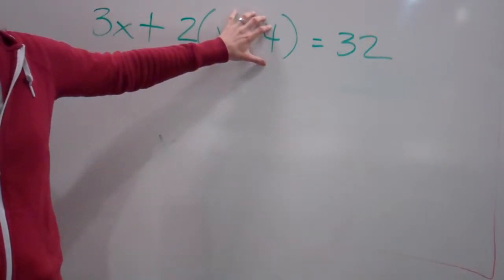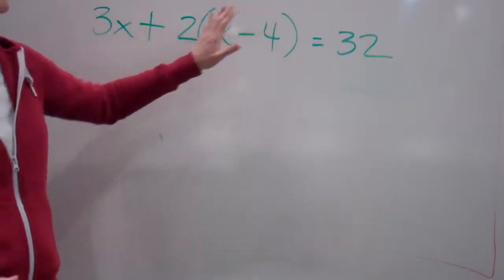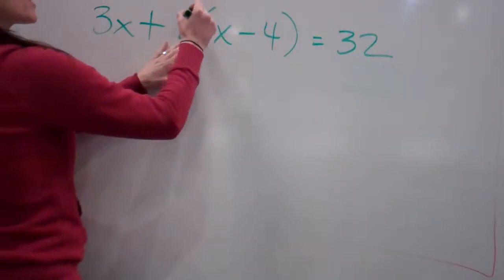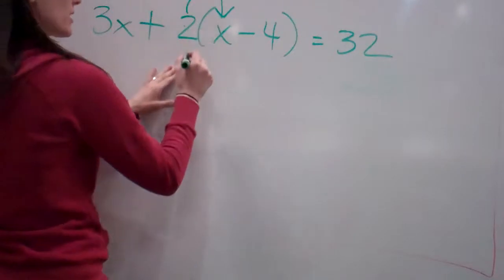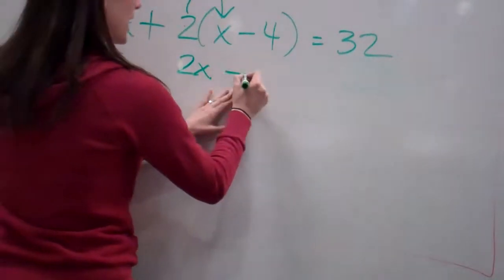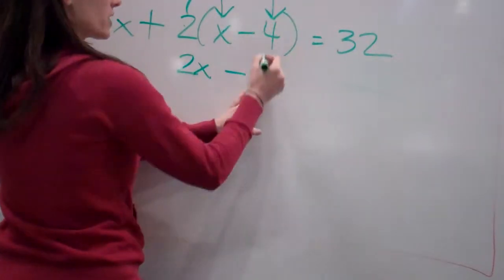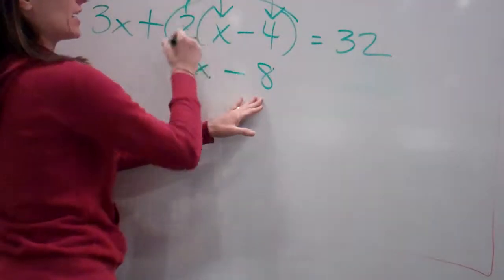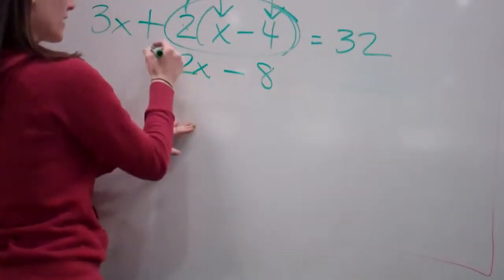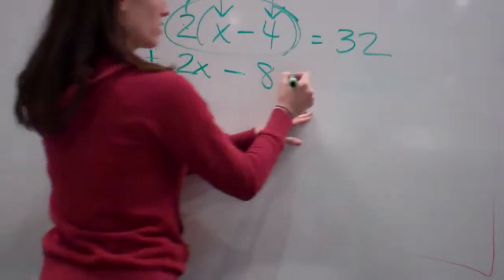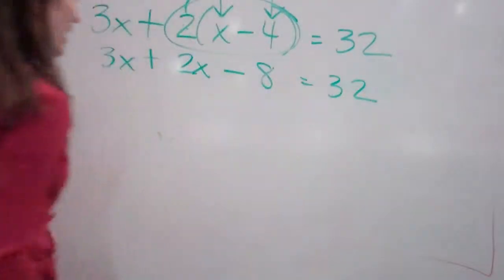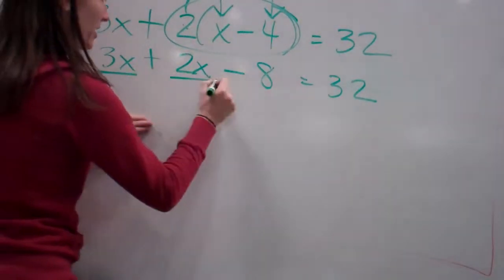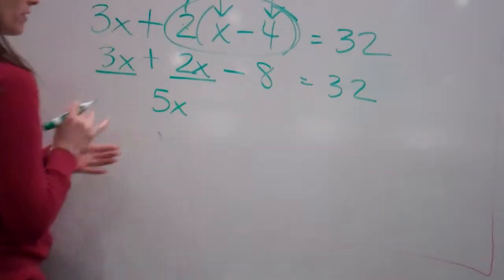Multiply 2 times. Yes. This 2 works with everything that's inside the parentheses. So what this is saying is 2 times this, which is 2x, minus 2 times this, which is 8. Okay? So we just answered this problem right here. Then I would just bring everything else down. Okay? Now we collect like terms. 3x plus 2x is 5x.